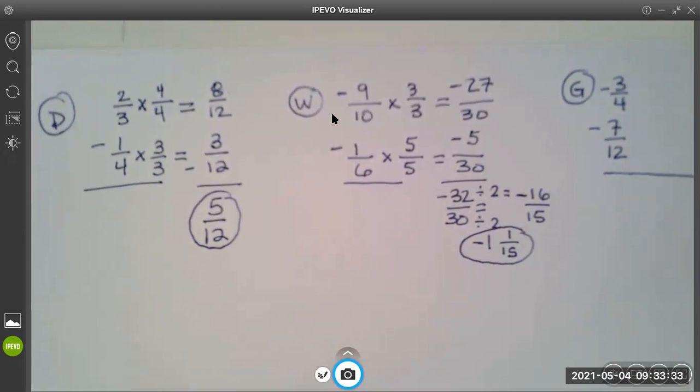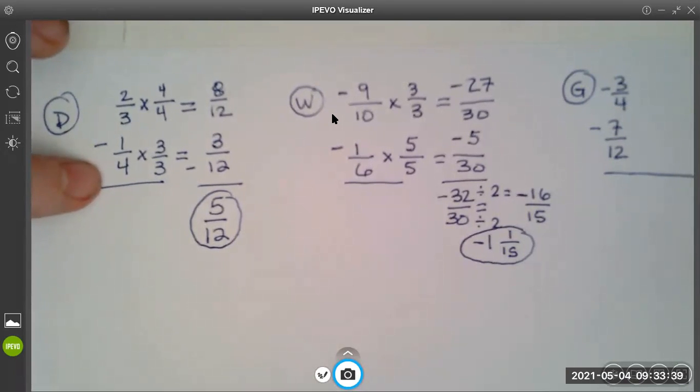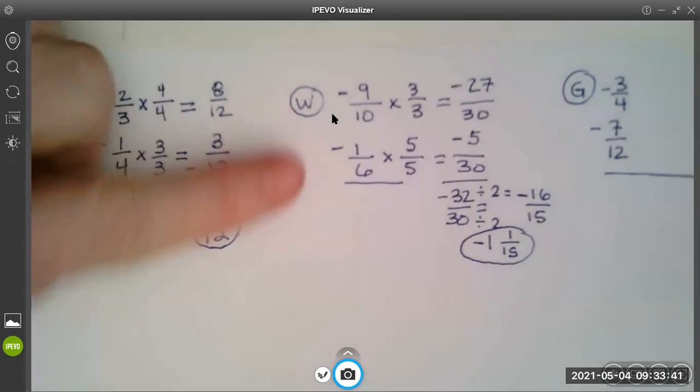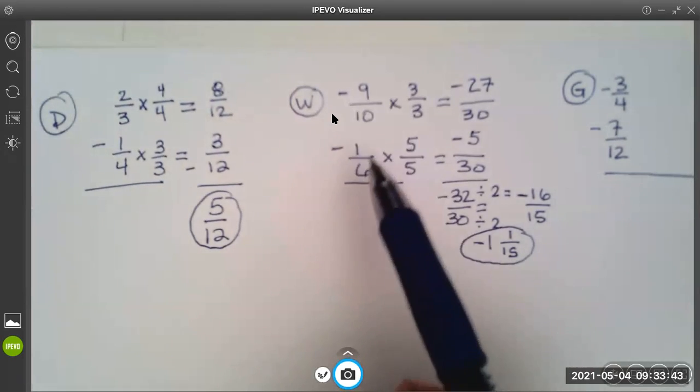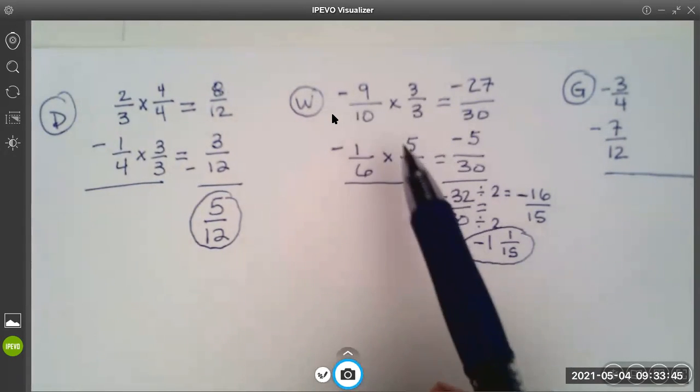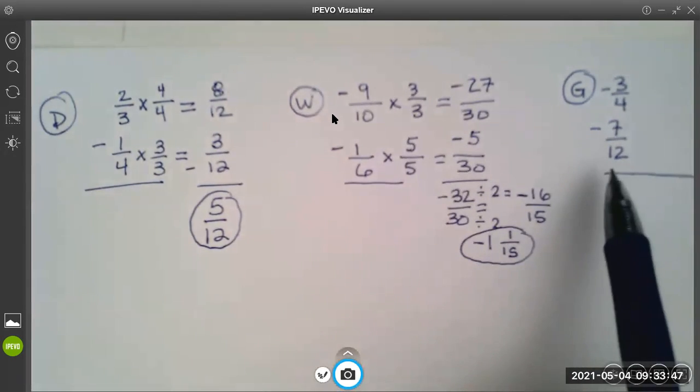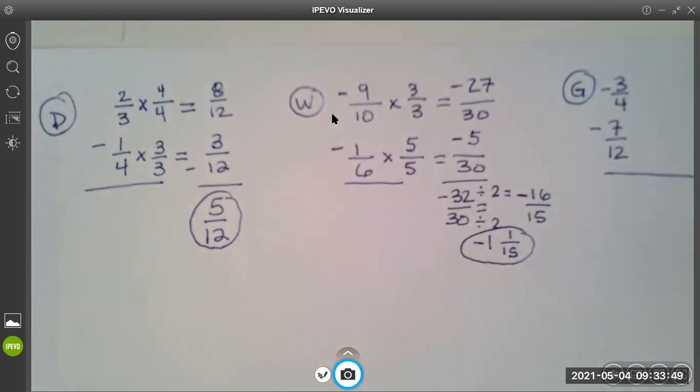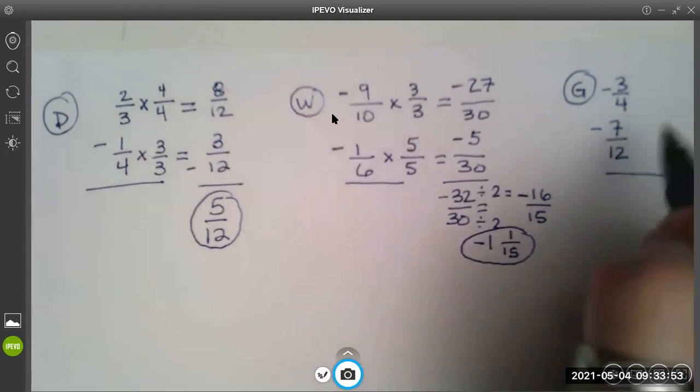So I always look at, on this first one, there was no way to make 3 into 4, right? On the second one, there was no way to make 6 into 10, but there was a way to find one that was a little bit bigger. On this one, can I turn 4 into 12? Yeah, so the target is 12.